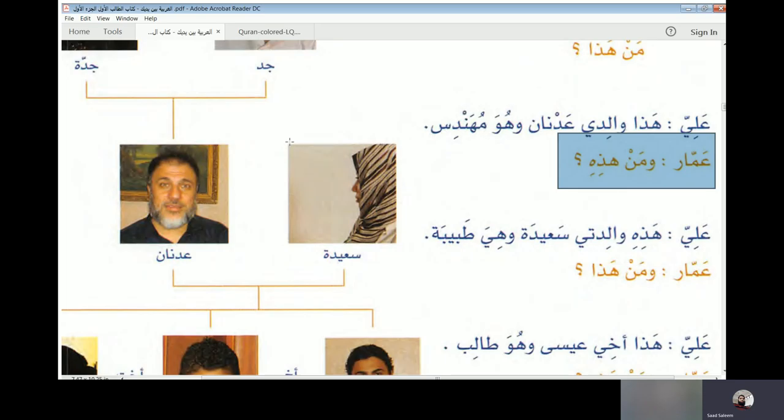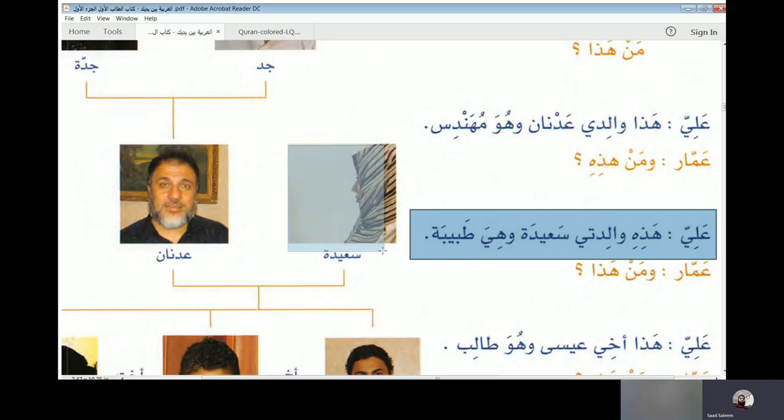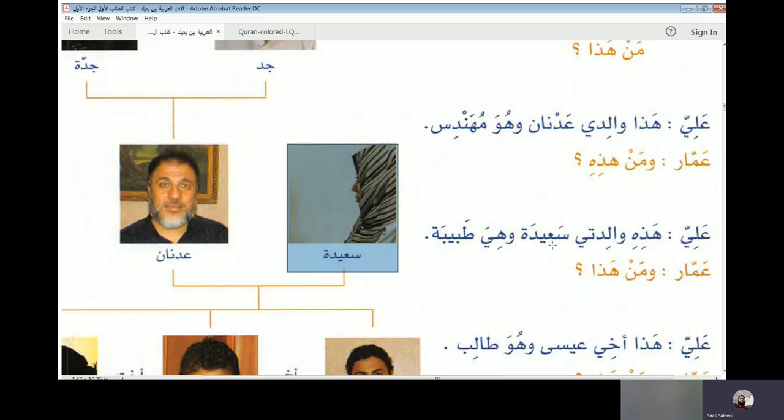Ammar: Wa man hadhihi, and who is she? Ali: Hadhihi walidati Saida, wahiya tabibatun. Okay, so she is his mother. This is my mother, Saida, and she's a doctor. Okay, good.